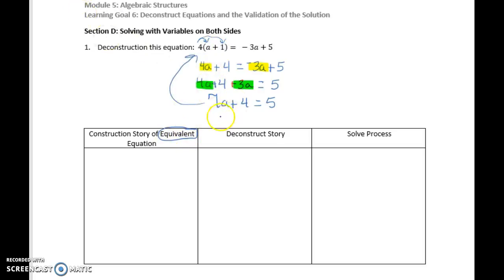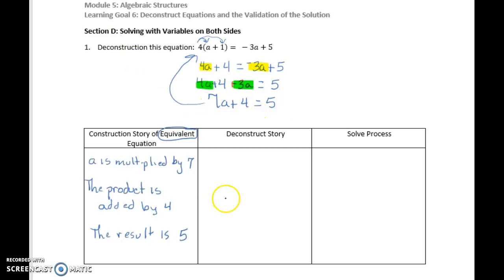So let's just pause a moment and write the construction story for 7A plus 4 equals 5. Okay, so we can write this construction story. A is multiplied by 7, the product is added by 4, the result is 5. You might be at the point now where you don't have to write the deconstruct story, but at any point in time, there will be several assignments that I ask you to write the deconstruct story, so make sure that you have not forgotten what needs to be put into this particular box when I ask for the deconstruct story. So go ahead and fill in your deconstruct story. If you don't need it, then you can move on to the solve process.